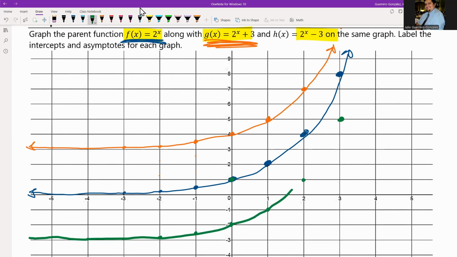I'm trying. There we go. Whoosh. There we go.